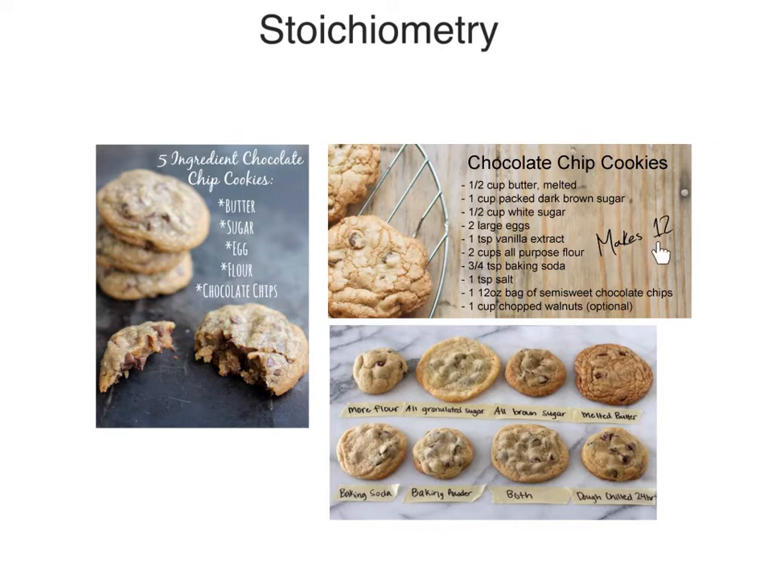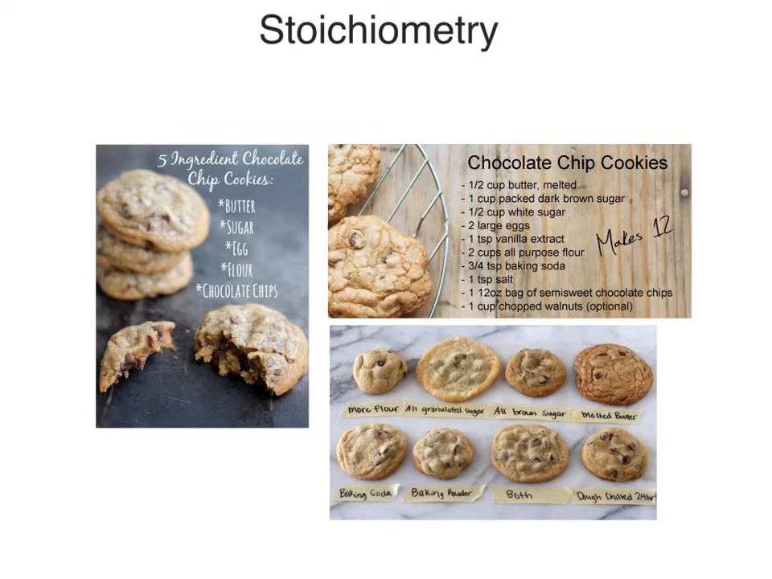The other advantage that this recipe has over this recipe is that this longer recipe tells me how many cookies I can expect to make if I follow these particular quantities. So if I have a half cup butter and a cup of dark brown sugar and a half cup of white sugar, etc., I know that I'm going to make 12 cookies. If I need to make 24 cookies, then all I need to do is double my recipe.